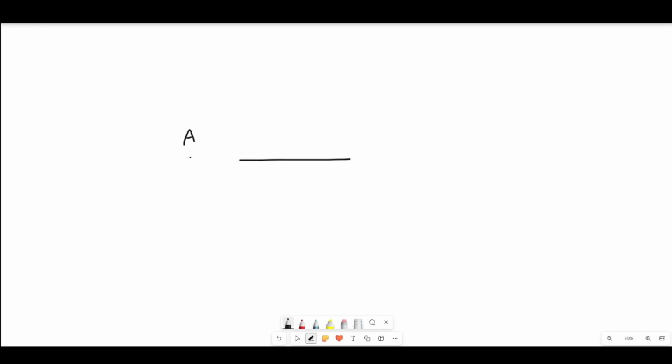Next, a line. Now, a line is two-dimensional. You could either go left or right. And it can be represented by a line and two little arrows. These two arrows mean that it will go on in each direction forever.